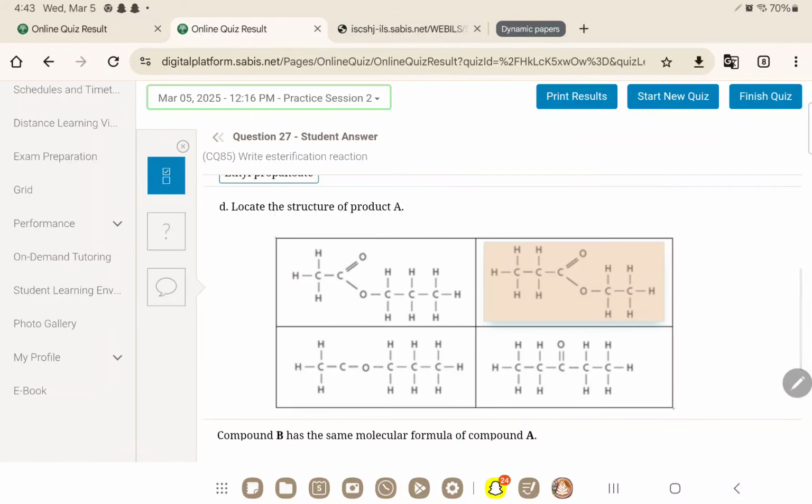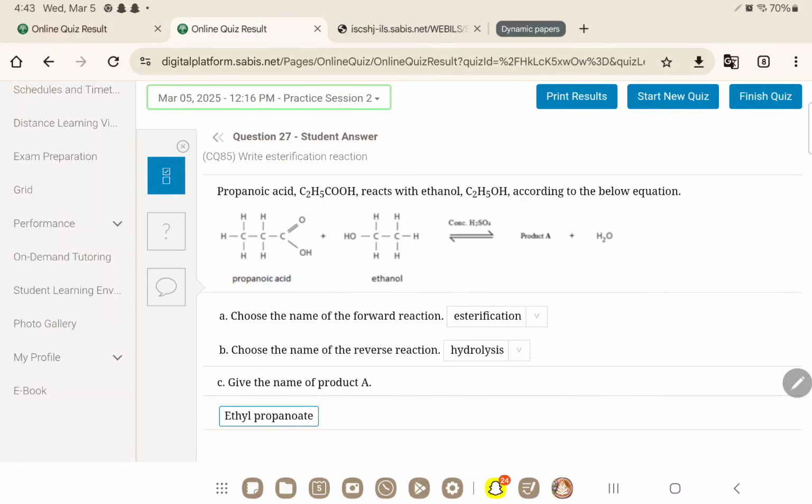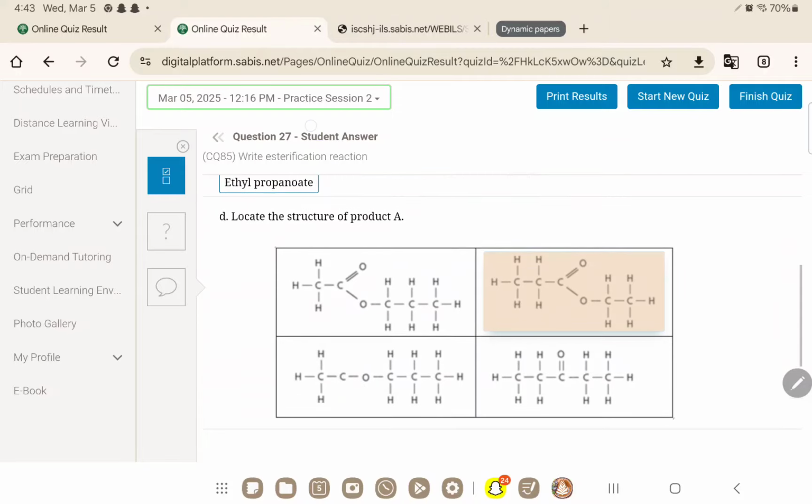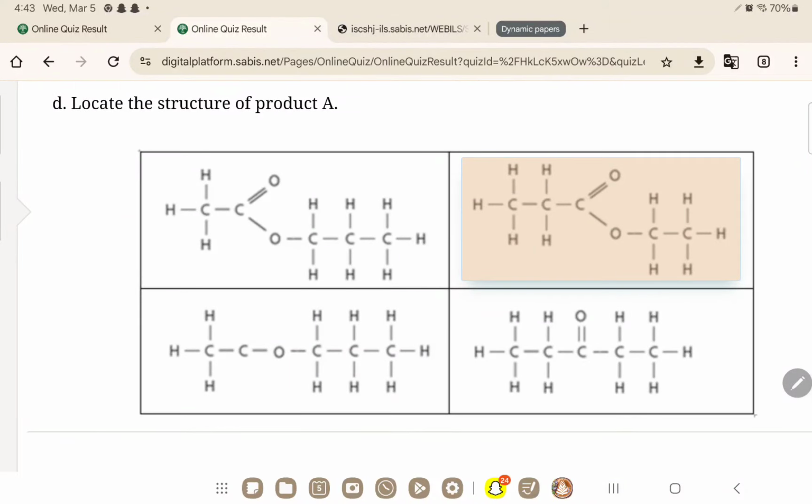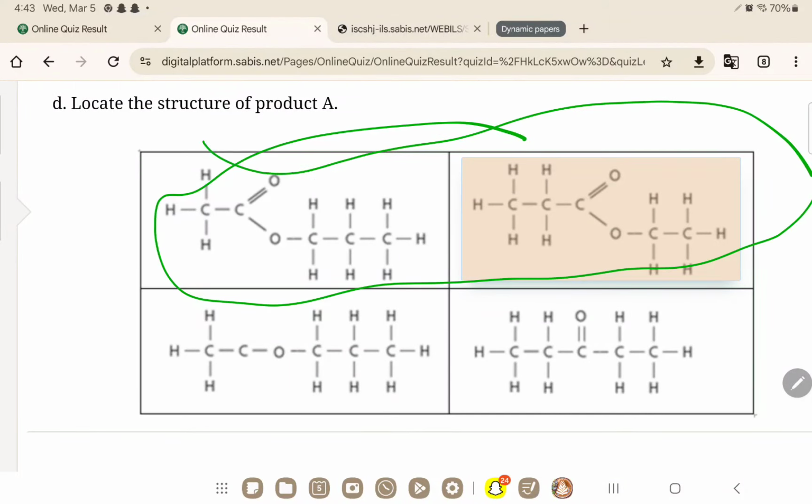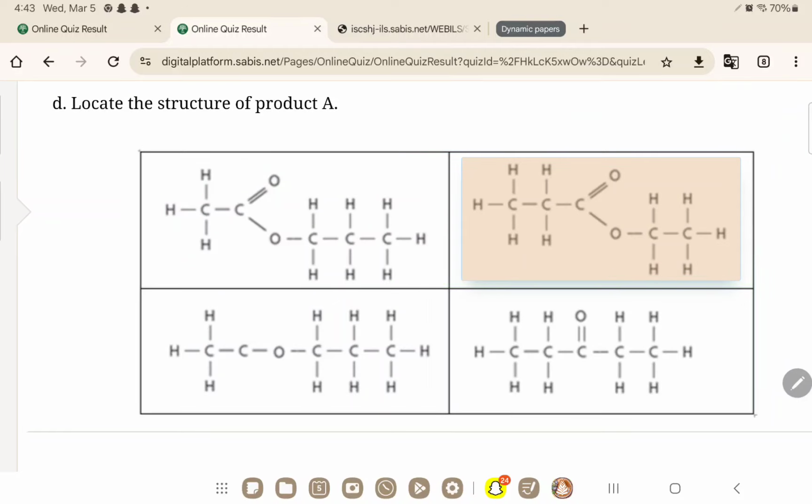Now, product A. Okay, so look. You need to be careful. Which one is your propanoic acid and which one is your ethanol? It's going to have one of these two formulas, okay? Because you have to have the double-bonded COO. By the way, this also has to bond to an O. Any ester in the world has to have this bonding. If you do not see COO, it's not an ester.